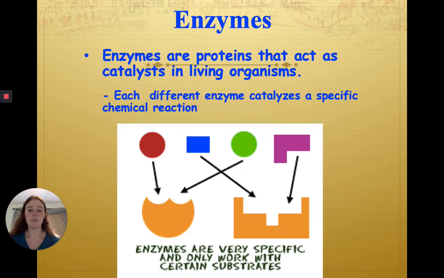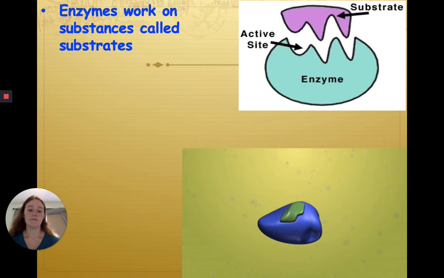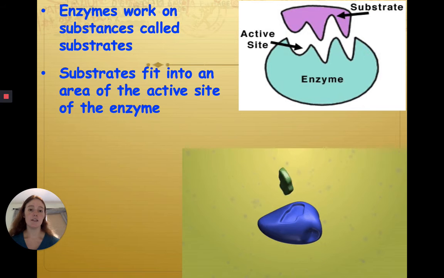So, as you noticed in that video, it did talk about how you had to have a specific enzyme for each substrate. And if it doesn't bond, then no reaction will occur. That enzyme will not work. So the specific name for the substance that an enzyme works on is called a substrate. And here I'm showing you a video of what happens as far as enzymes connecting to the substrates. They fit directly into the active site of the enzyme.